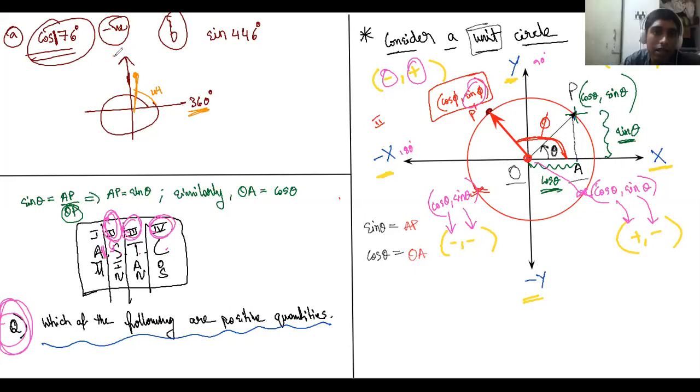If this is 360, then again if you add 90, this will be 450. This will be 540. This will be 630. This will be 720. And so on and so forth. Okay?